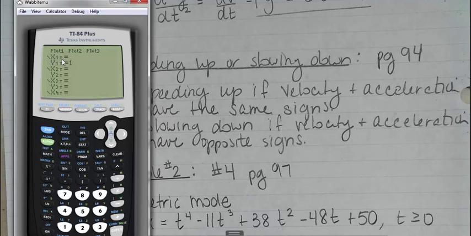For x of t, I'm actually going to plug in the equation that's in the book. So watch how this is what you've been wondering: how do I get those t's to work? Ooh, look at that. t raised to the 4th power minus 11t cubed plus 38t squared minus 48t plus 50.